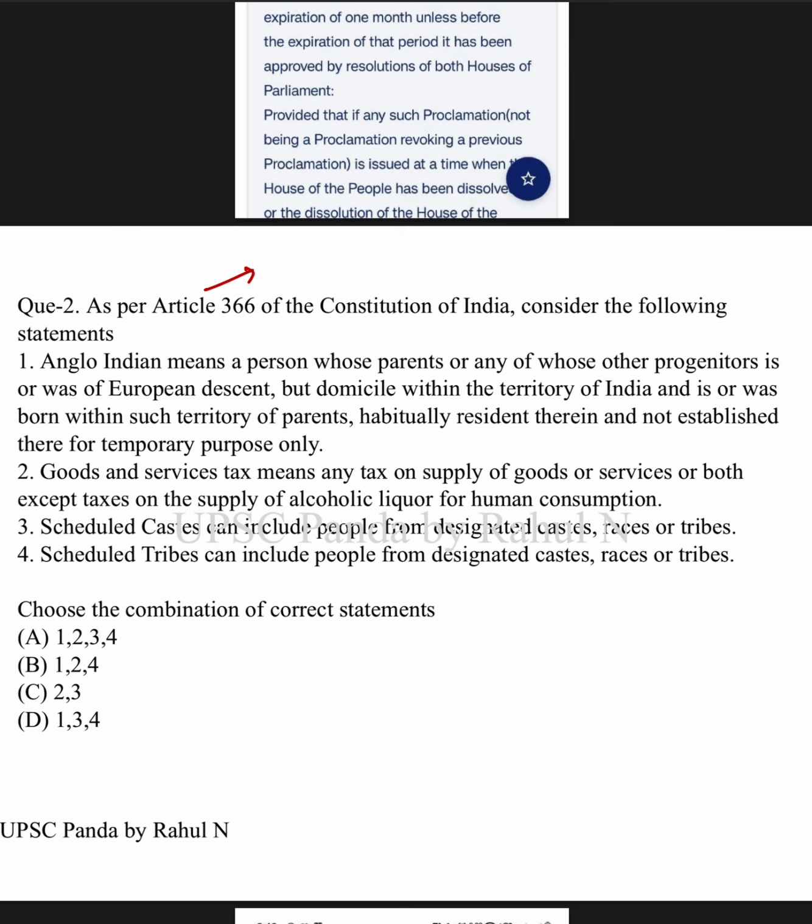The Anglo-Indian means a person whose parents or any of whose other progenitor is or was of European descent, but domiciled within the territory of India and is or was born within such territory of parents habitually resident, not established there for temporary purposes. Okay, this is all written.